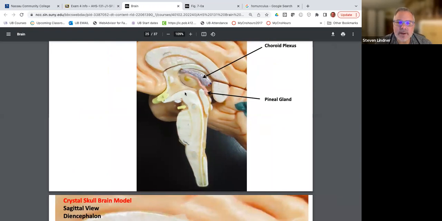This portion right here, all of this is the brain stem. We have the medulla, we have the pons, and we have the midbrain. Those three parts, medulla, pons, and the midbrain, make up the brain stem. That's the brain stem.